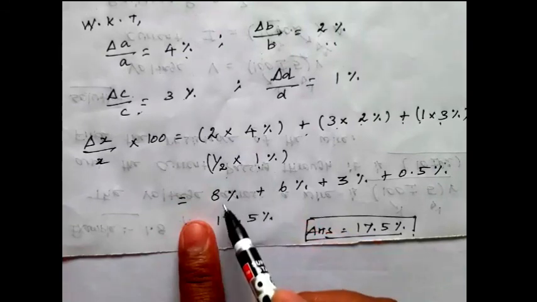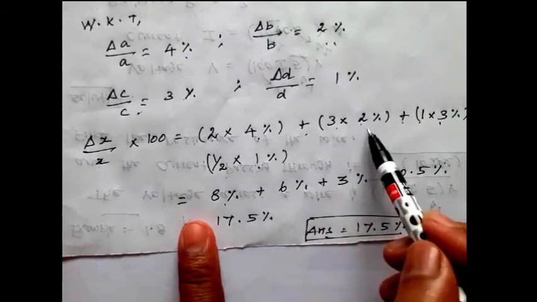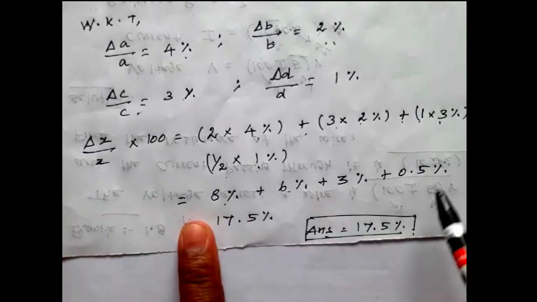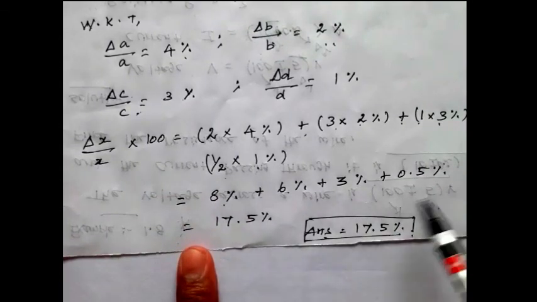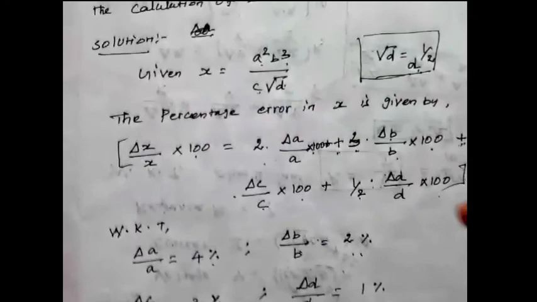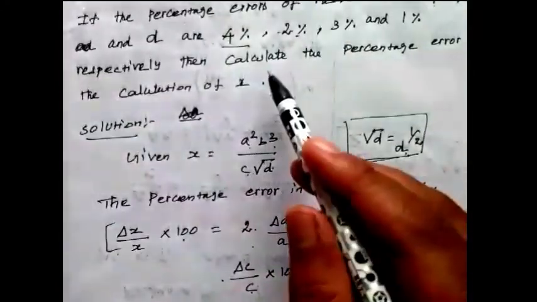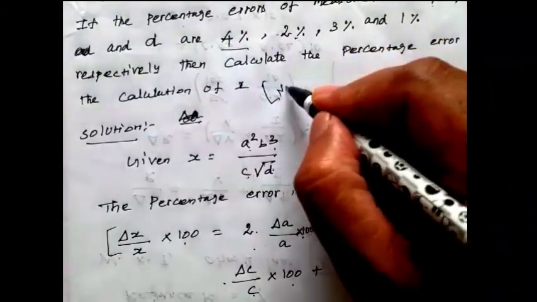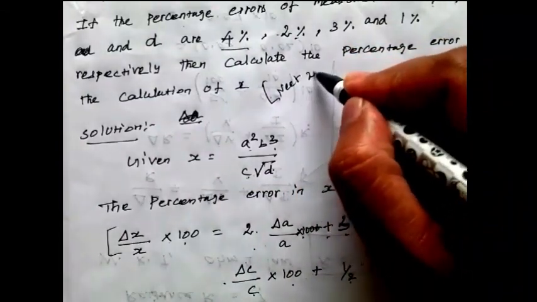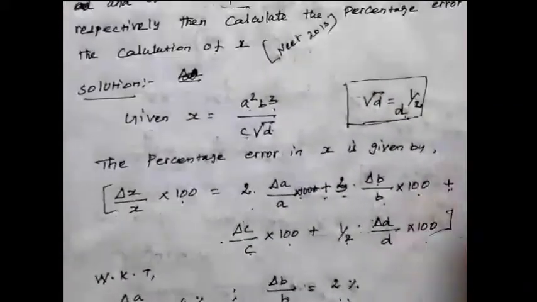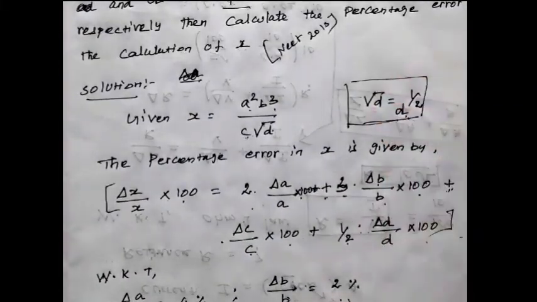2 into 4%, that is 8%. 3 into 2%, 6%, plus 3%, plus 1/2, I write 0.5. If we add everything, the final answer we get is 17.5%. This is the percentage of error of calculation of x. This question was asked in our NEET examination in 2013. It is one of the important concepts.